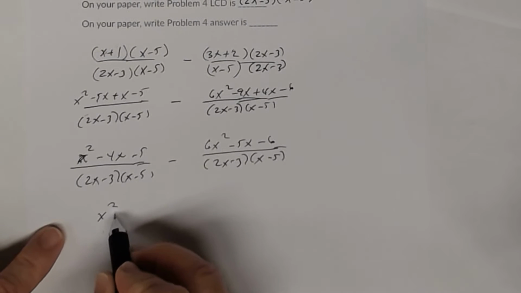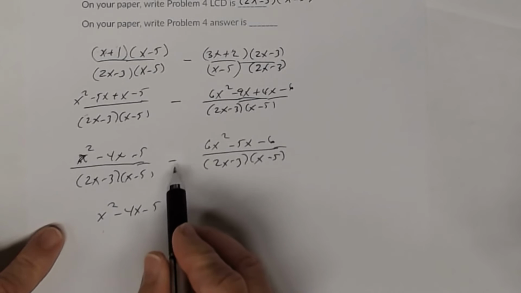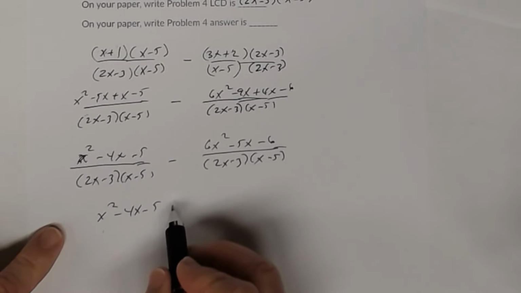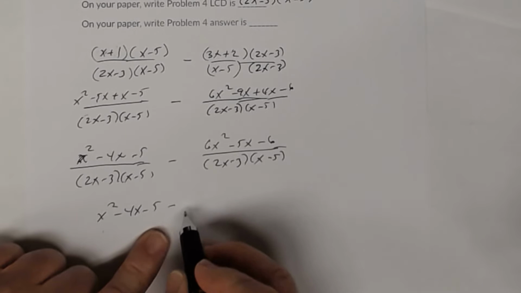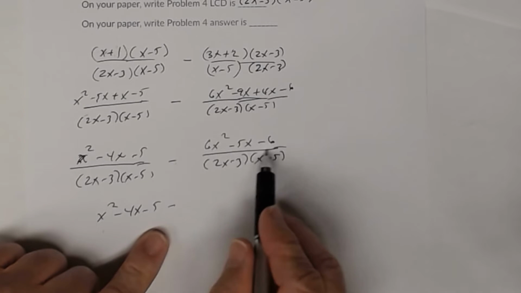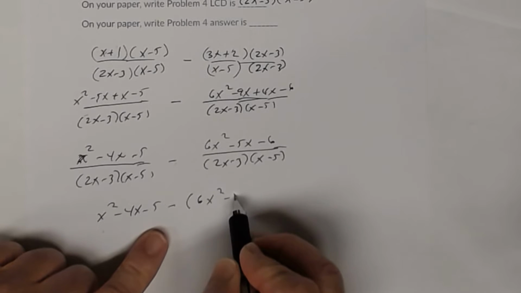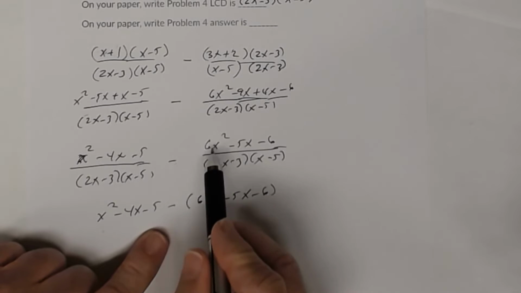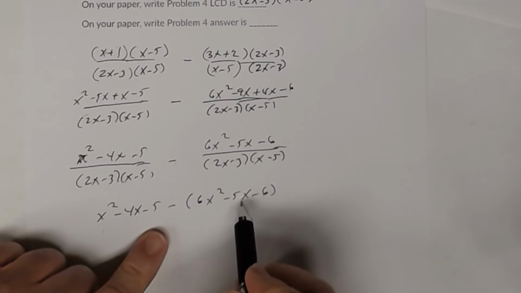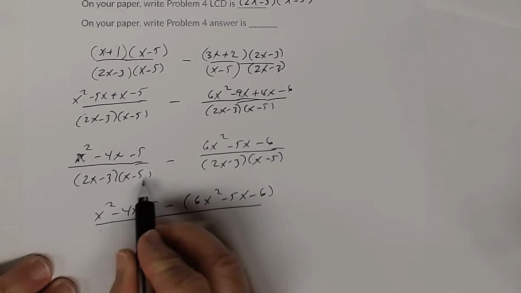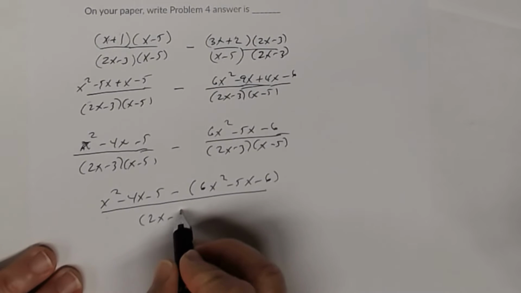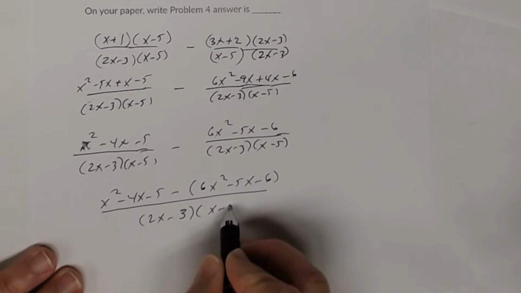So I get x squared minus 4x minus 5, subtract, and be careful, this is subtraction. So what that means is, since I'm subtracting all of this numerator, I need to put that in parentheses. That's important because you're subtracting each of those terms. All of that is being divided by that common denominator, which is 2x minus 3 times x minus 5.